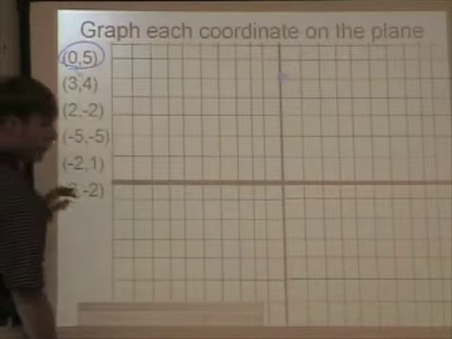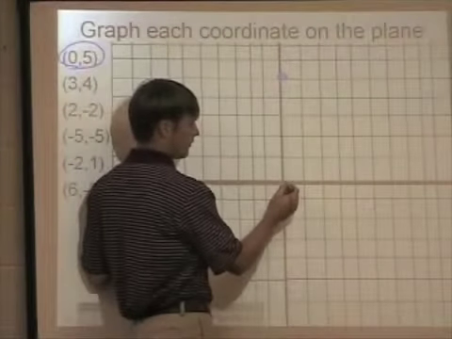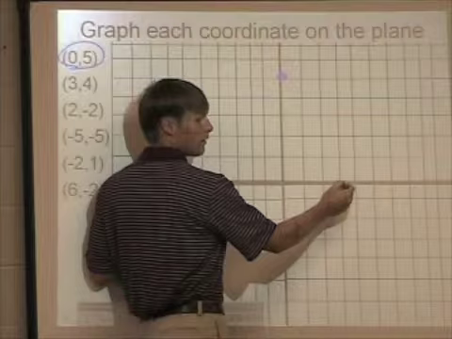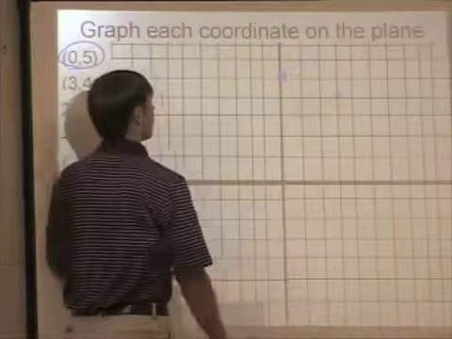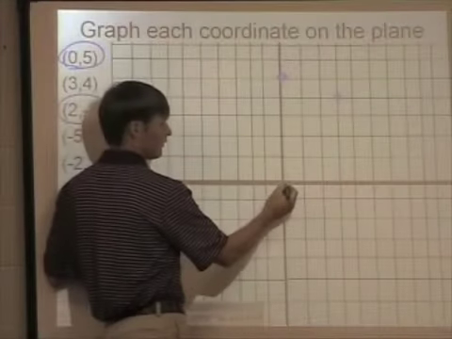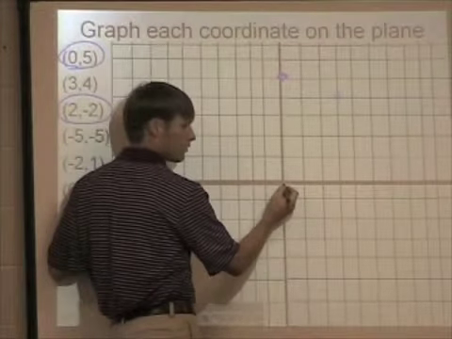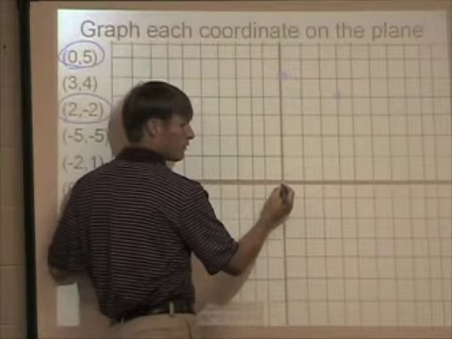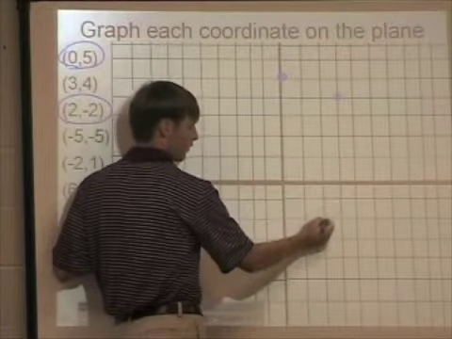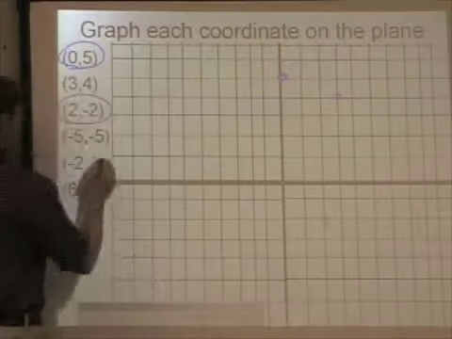Now here, 3, 4, Gavin, what did it tell me to do? You go right 3. Uh-huh. Okay. And go up 4. Good. All right, what about 2, negative 2, Tyler? I'll go right 2 times and then go down 2 times. Good job. There it is right there.